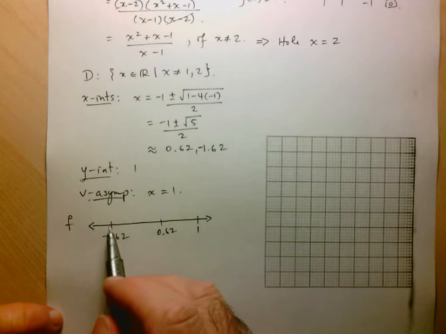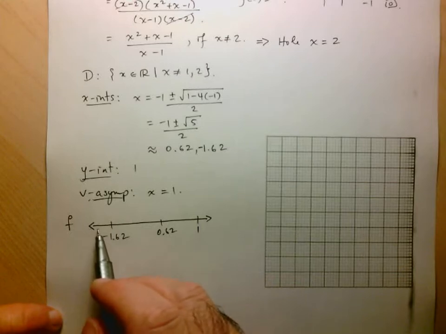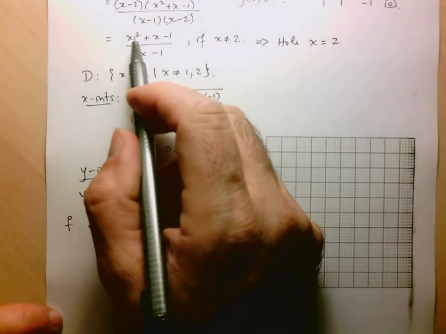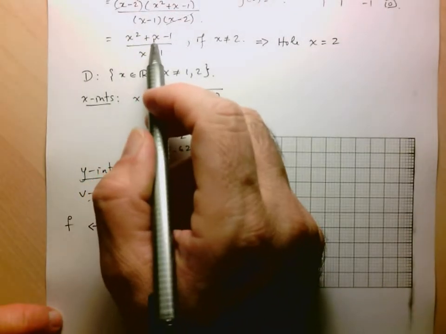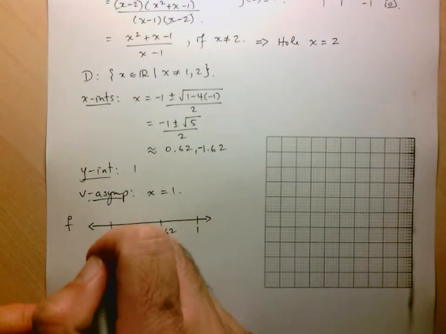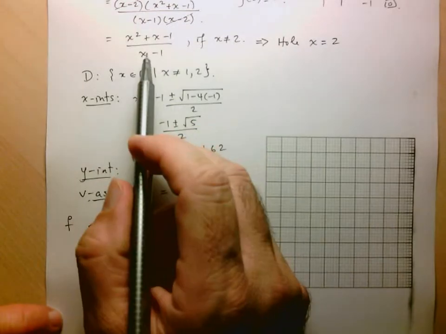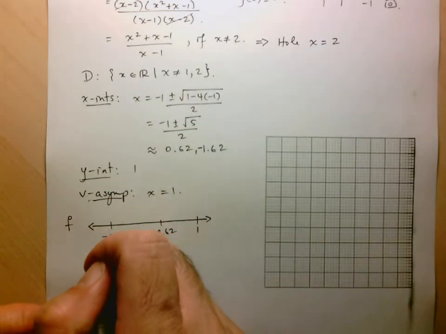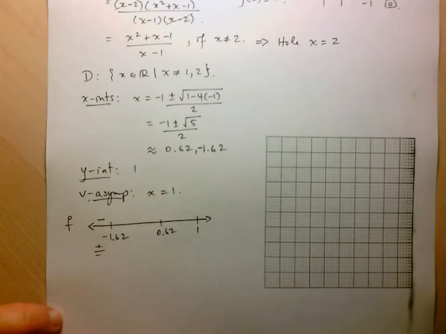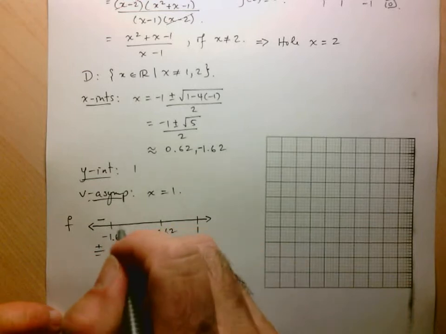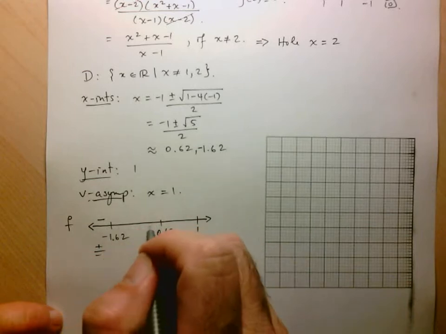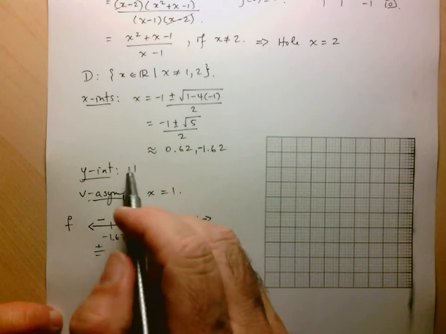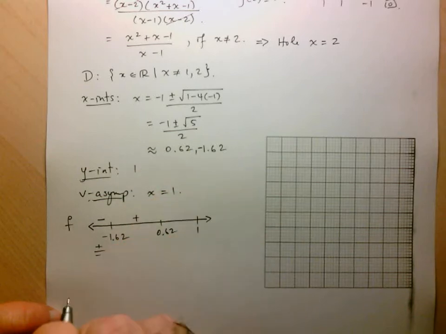So let me start with something less than negative 1.62, so let's put in negative 2. Okay, so negative 2 squared is 4, then minus 2 is 2, minus 1, so we got something positive over negative 2 minus 1, which is negative. So the result is an interval of negative y values. Okay, in between here, well, we actually have x equals 0. We've already calculated the y-intercept, so we know this has to be positive. No need to recalculate it.